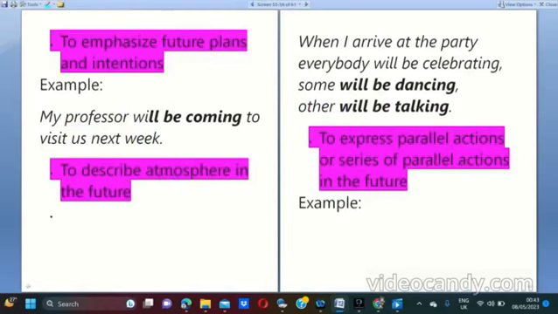Here, I'm emphasizing future plans. To talk about future plans and intentions, we use future continuous tense to describe atmosphere in the future. When I arrive at the party, everybody will be celebrating, some will be dancing, some will be talking. Yeah, we can guess now. To describe future atmosphere, we can use future continuous tense.